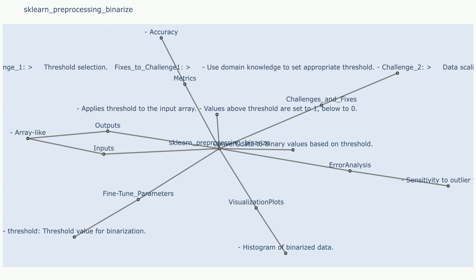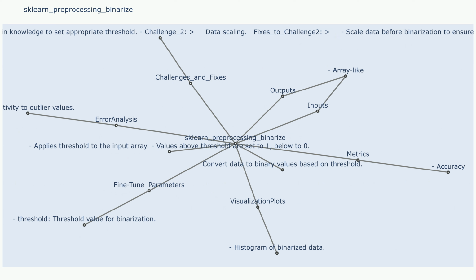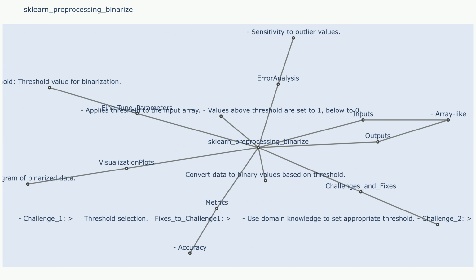Challenges and fixes. Challenge 1. Choosing an optimal threshold for binarization. Sample use case that resulted in challenge 1: when data has a wide range of values, selecting an appropriate threshold for binarization becomes crucial to ensure meaningful transformation. Fixes to challenge 1. Use domain knowledge to guide threshold selection. Experiment with different thresholds and evaluate model performance to determine the best value.